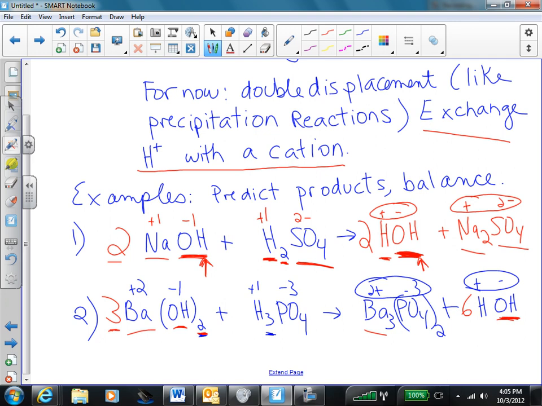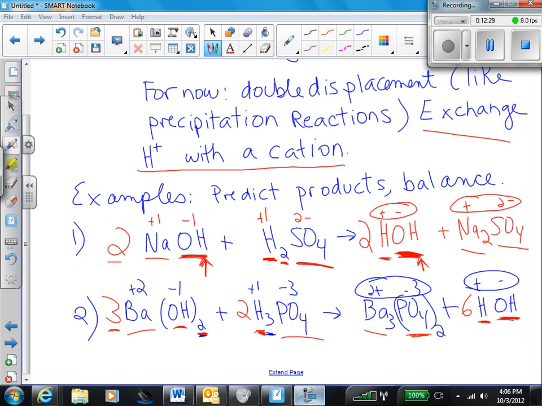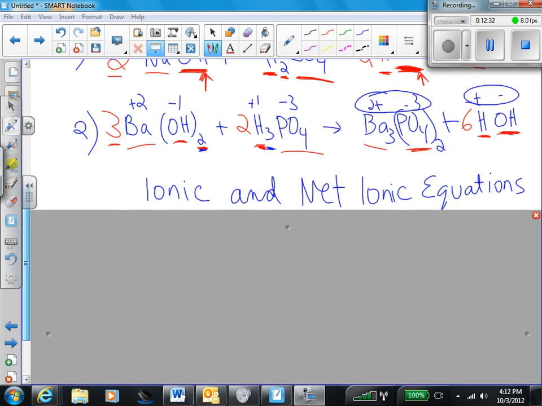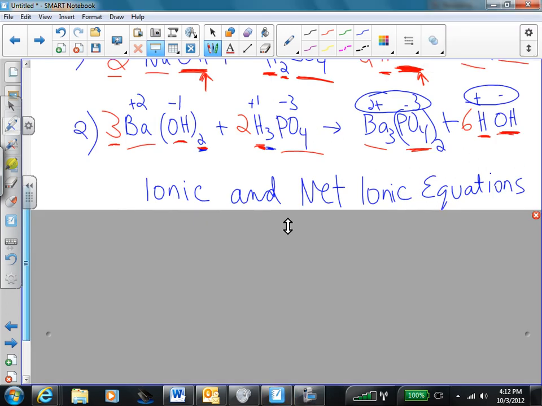Moving on. We have our H's. We have 3 H's over here. But now on the right side, just H's by themselves, I have 6. So what do I need to put in front of the H3PO4? That's right. I need to put a 2. Let's check our barium. Oh, we already checked our bariums. Let's check the phosphate. I've got how many? Not 1. That's right. I've got 2 on the left side, and I have 2 on the right side. This indeed is balanced. Okay, we're going to move on to ionic and net ionic equations.